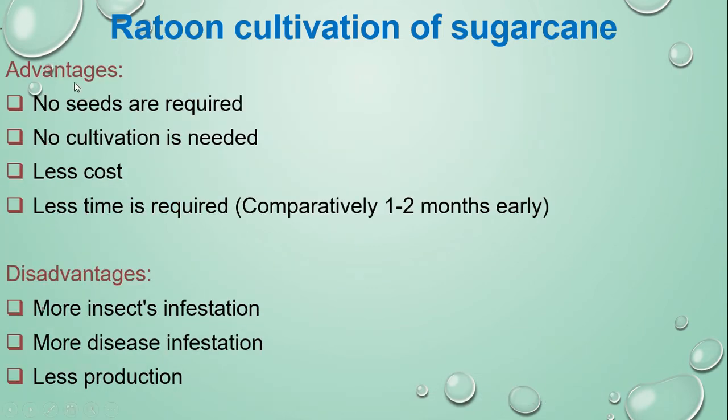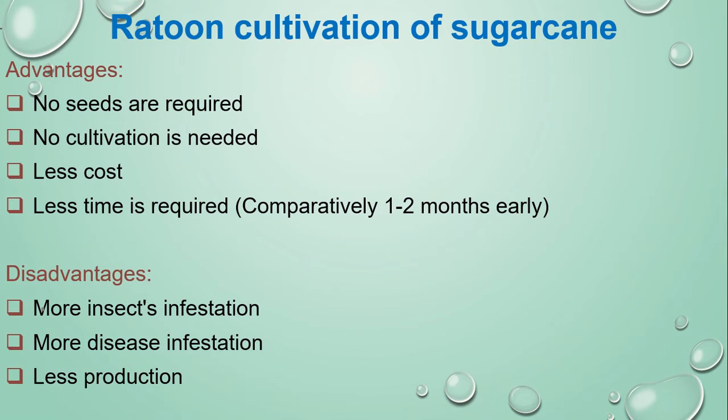So what will be the advantages of ratoon cultivation? The advantage is no seeds are required. That means sugarcane seed, that means the set, is very expensive, because you know that we cut down the sugarcane plant and make the set or seed. So that is very expensive.